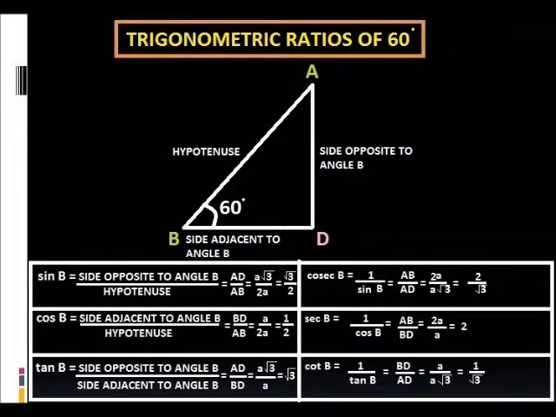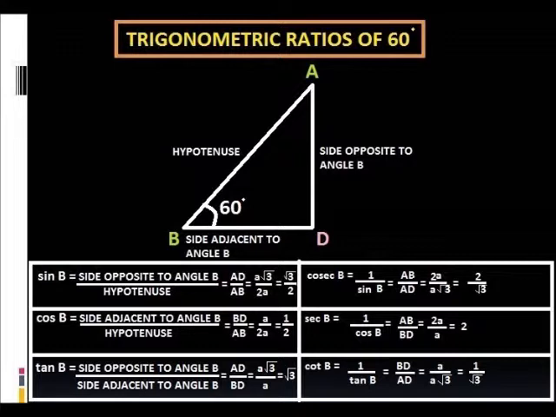Therefore, trigonometric ratios of 60 degree are: sin B equal to side opposite to angle B by hypotenuse equal to AD by AB equal to A root 3 by 2A equal to root 3 by 2. Cosecant B equal to 1 by sin B equal to AB by AD equal to 2A by A root 3 equal to 2 by root 3. Cosine B equal to side adjacent to angle B by hypotenuse equal to BD by AB equal to A by 2A equal to 1 by 2.